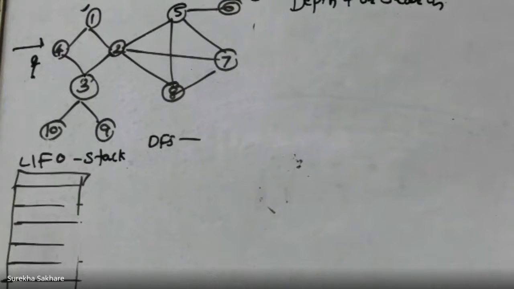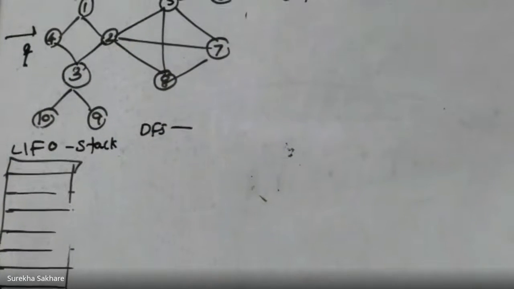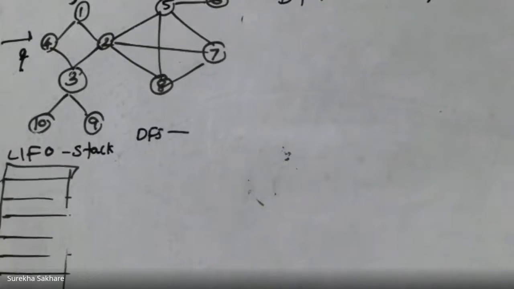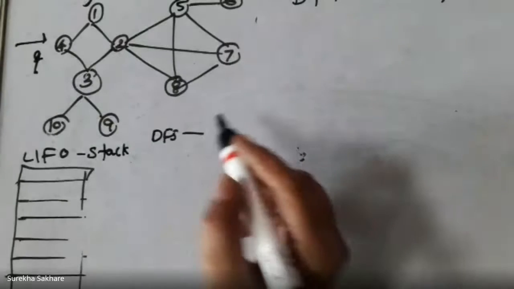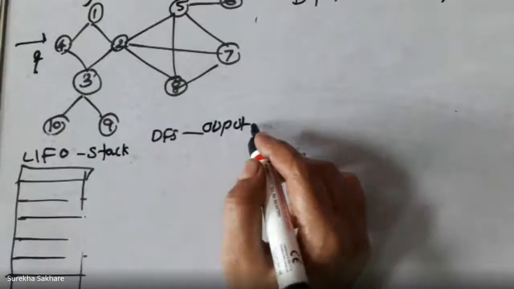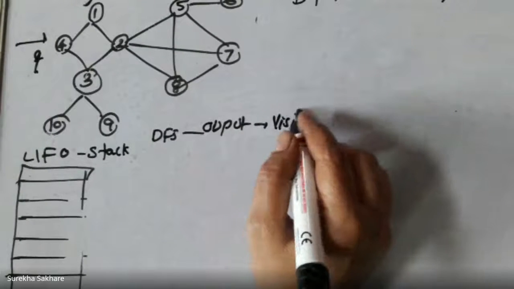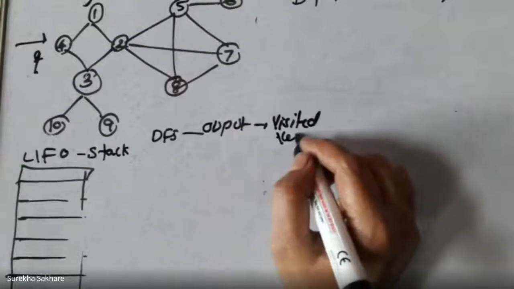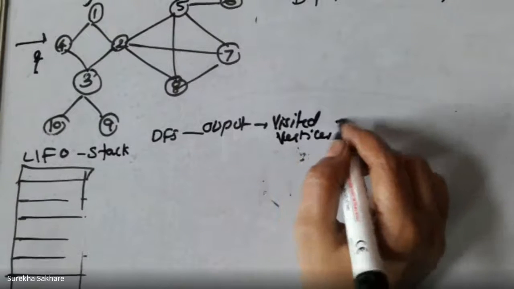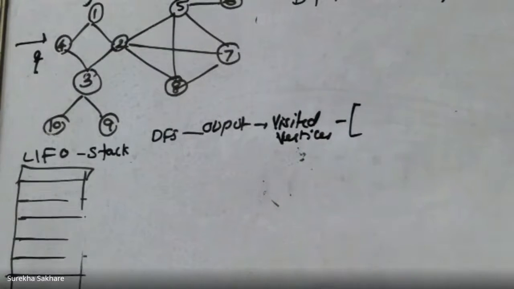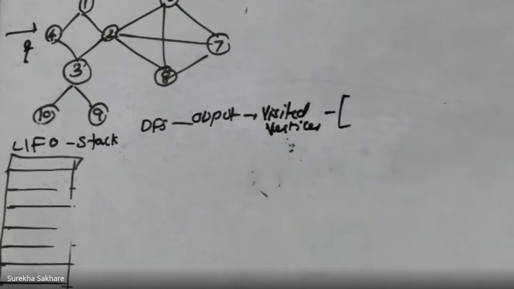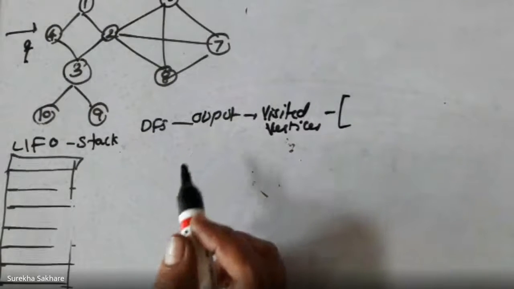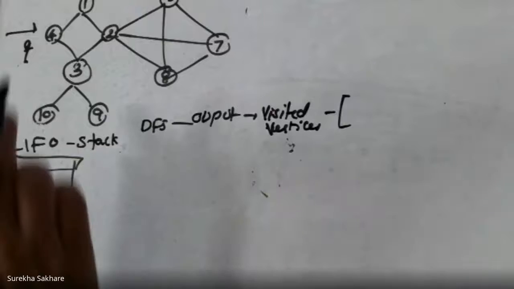So what is happening here? Here again we'll have the DFS output, which is nothing but the visited vertices. So we'll have the list of all those visited vertices. Okay, so the search will start from one.